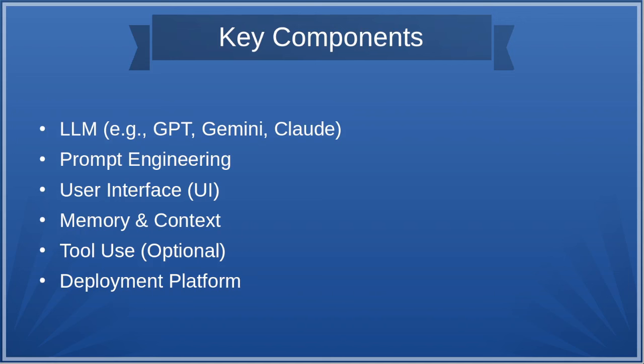Memory and context. We need to keep context, right? Suppose you ask one question, and then you ask a related question about your previous question, then the chatbot should be able to remember your previous question, right? For that we need to maintain context using memory.